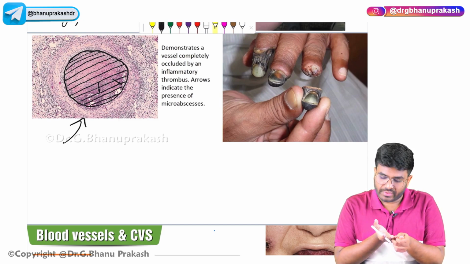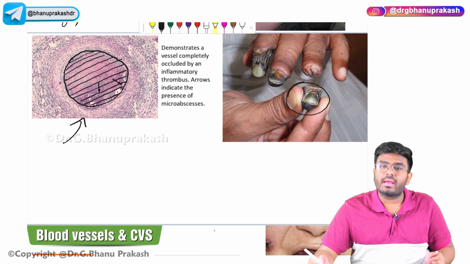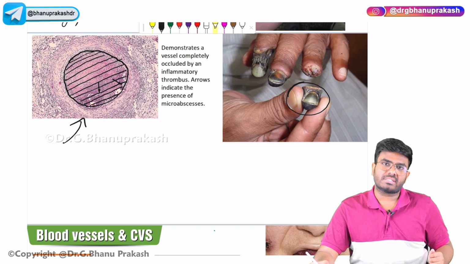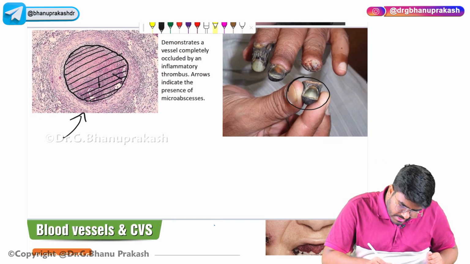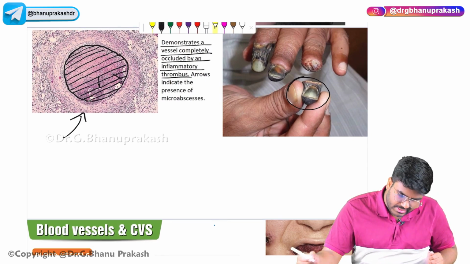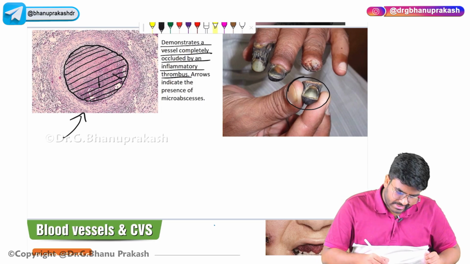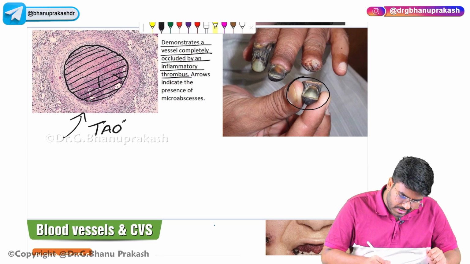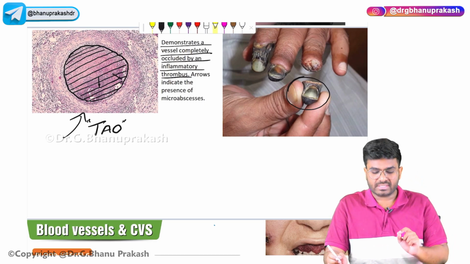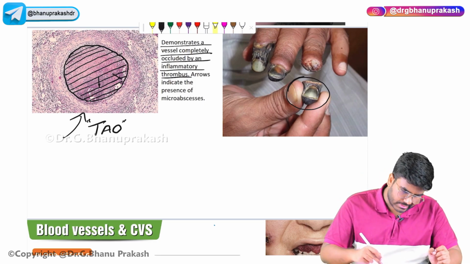There can be amputation of the fingers. That's the reason why you can see over here that the fingers are getting amputated because of the necrosis. Okay, so the point which I want you to know is, this image is demonstrating a vessel completely occluded by an inflammatory thrombus. So that's the reason the name is called thromboangiitis obliterans. This thrombus is going to completely obliterate the blood vessels, and that's going to cause the amputation of the fingers.